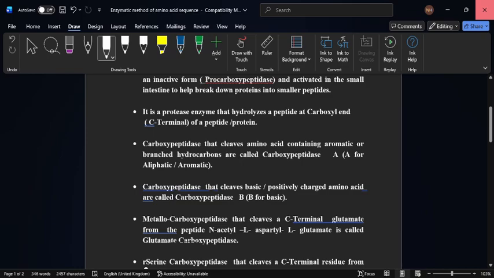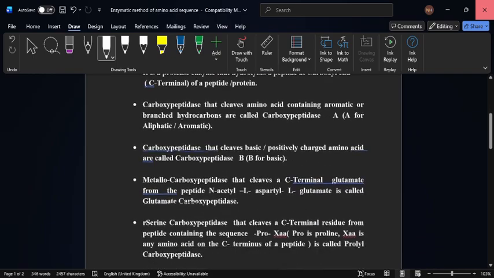Now, it is a protease enzyme, that is, an enzyme that hydrolyzes a peptide at the carboxyl end of a peptide or protein. Any enzyme which hydrolyzes the peptide bond of a protein or peptide is called a protease. Now, carboxypeptidase that cleaves amino acids containing aromatic or branched hydrocarbons is called carboxypeptidase A, where A stands for aliphatic or aromatic amino acid.